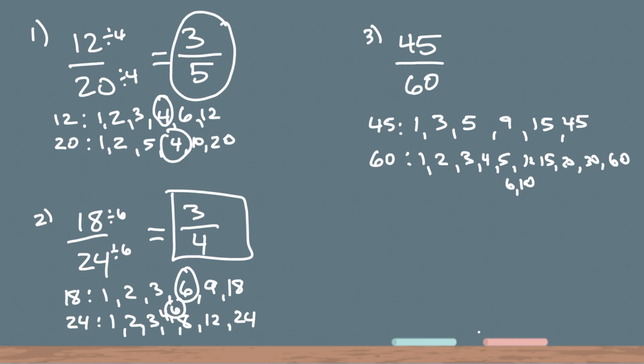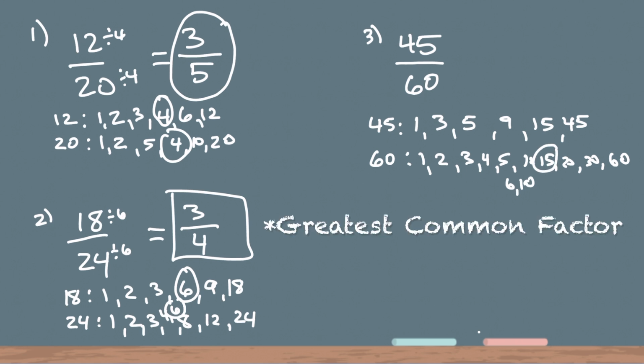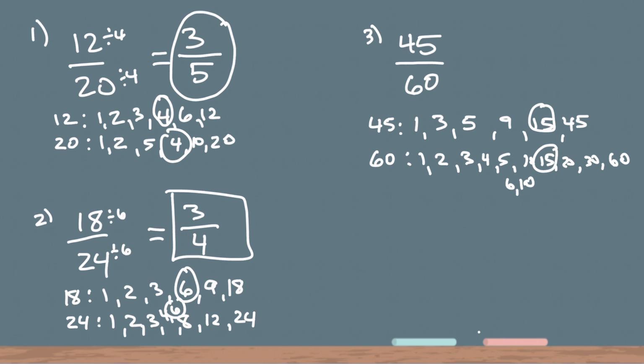Here we can see that 15 is our common factor. So we're going to divide this by 15 and then divide this by 15. 45 divided by 15 is 3, and 60 divided by 15 is 4. So that is in its simplest form. Our answer to our third problem is 3/4.